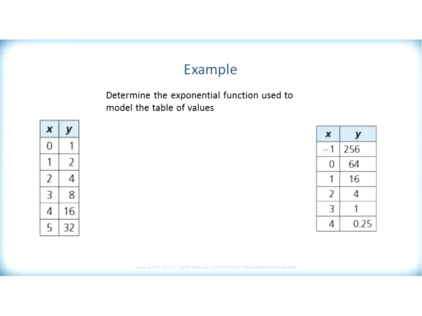If we look at the next example, we're going to determine an exponential function that is used to model a table of values. We have to be able to look at the table of values and determine the exponential function that defines it. So here we see that in this case, when x is 0, a is going to equal 1, so our y-intercept is 1.